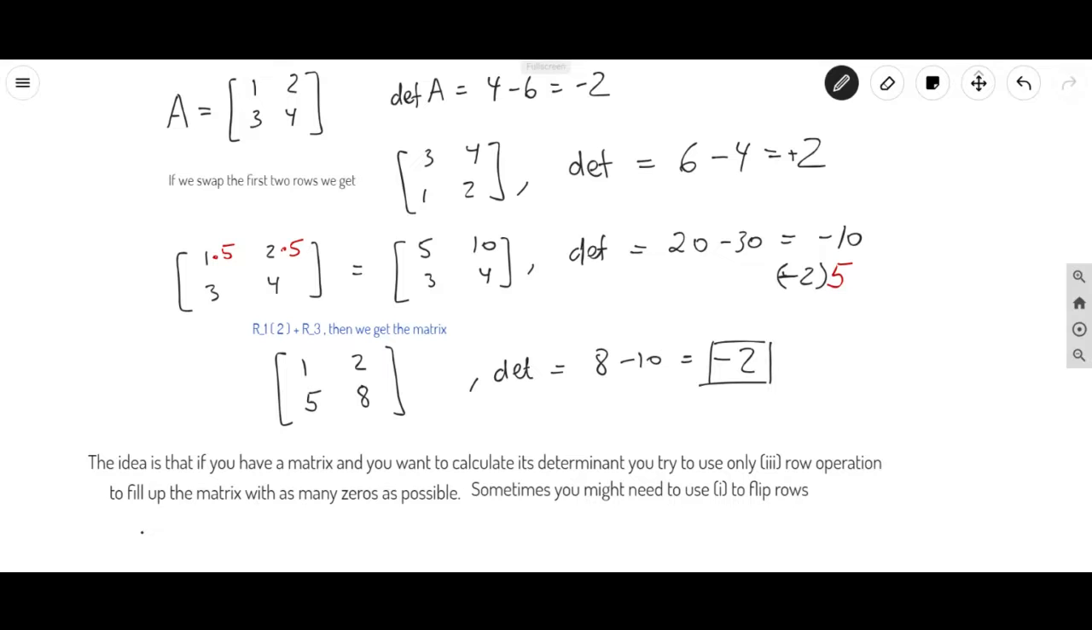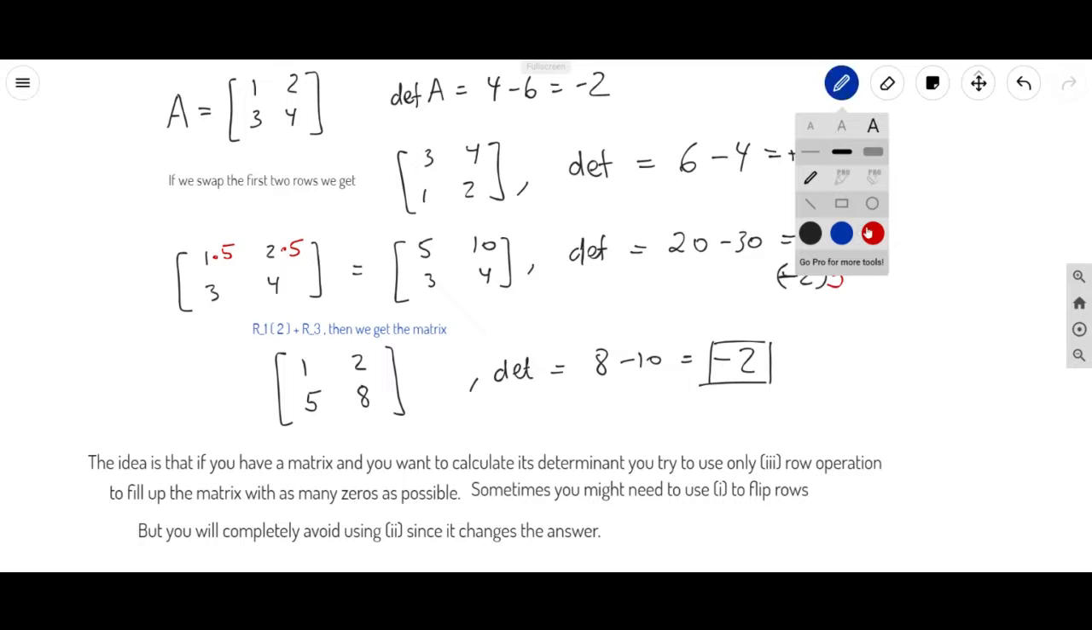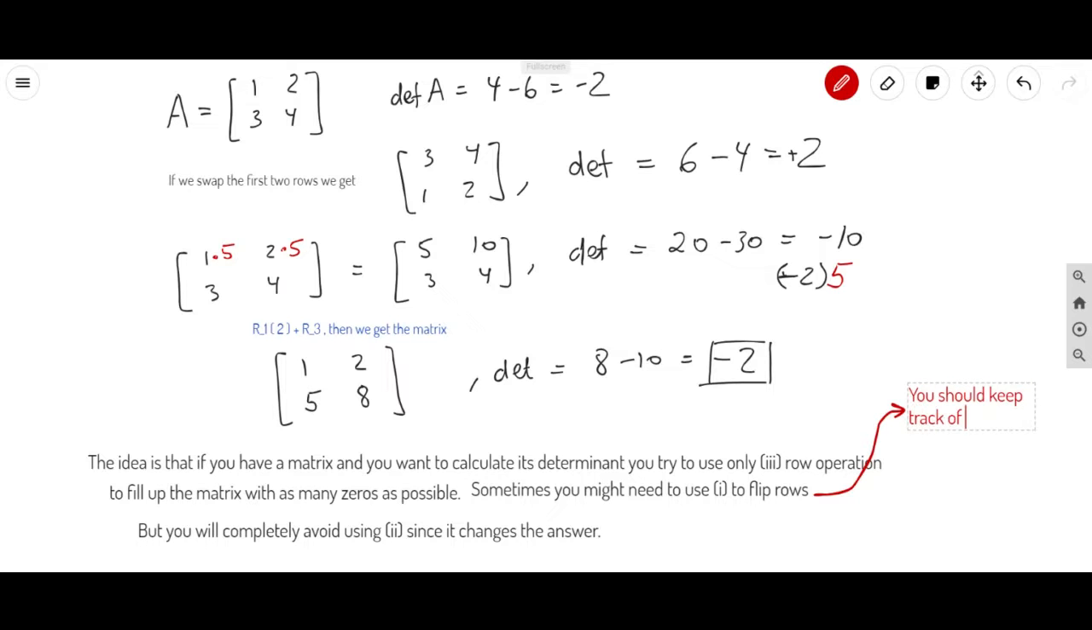But you will always completely avoid using 2 since it changes the answer. Now, if you use row operation 1, then you should keep track of how often you flip rows. Because every single time you flip rows, you're going to change the answer by a negative sign.